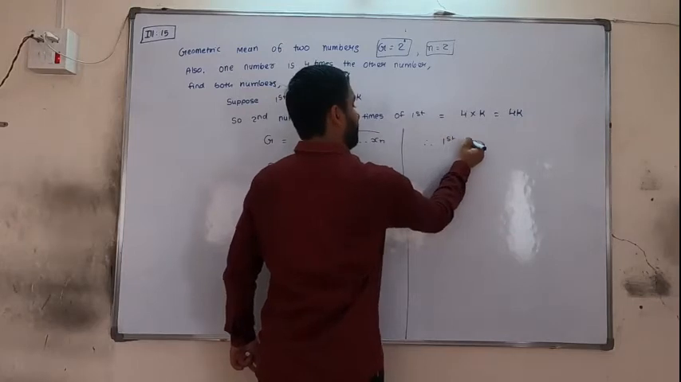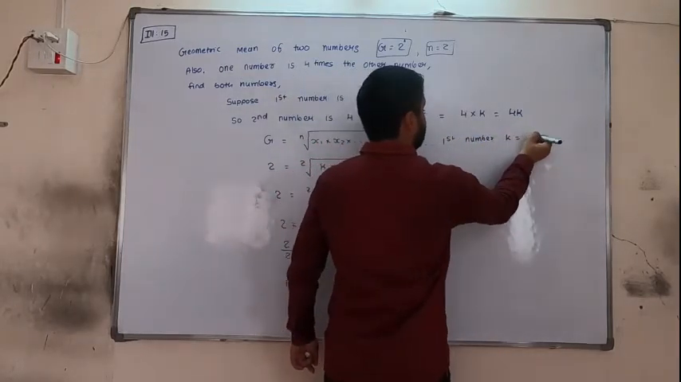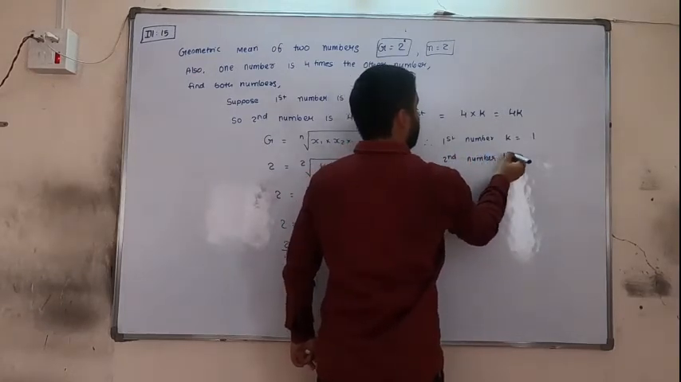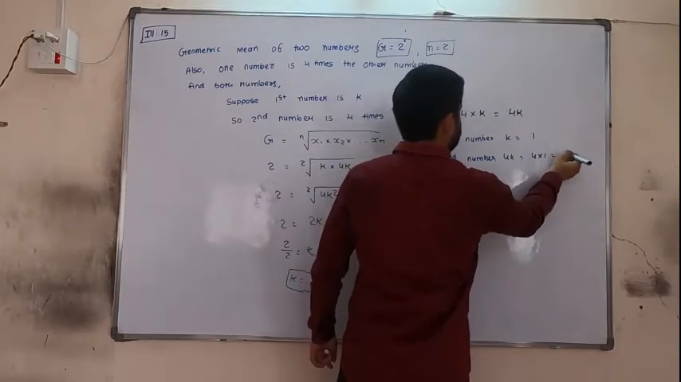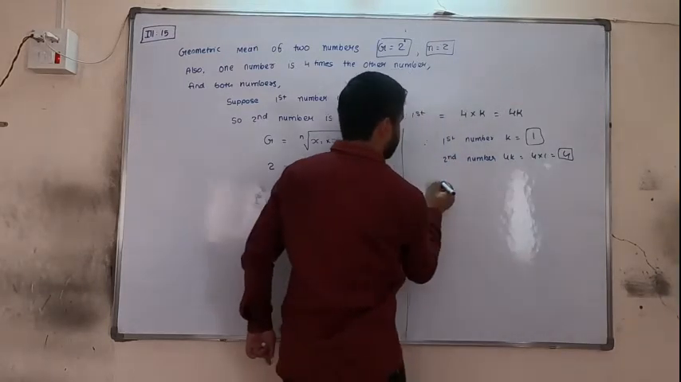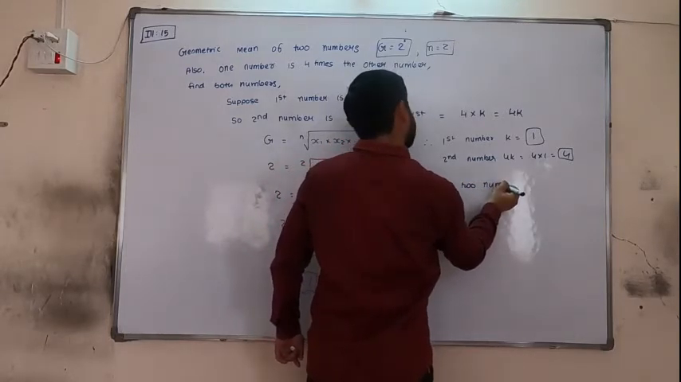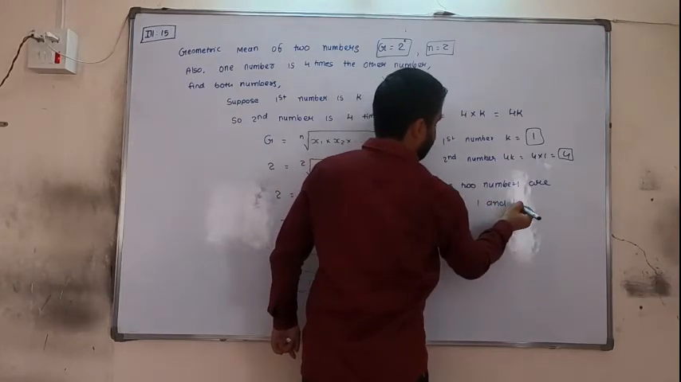Therefore, first number k is equal to 1. Second number 4k is equal to 4 into 1, which is 4. Thus, the 2 numbers are 1 and 4.